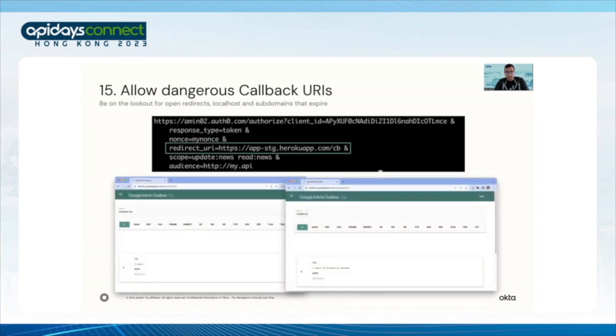And it doesn't have to be necessarily localhost. There are many domain names out there on the internet that resolve to localhost, so be careful with those, and regularly review your allowed callbacks for any subdomains that you don't own, or any open redirect flows.